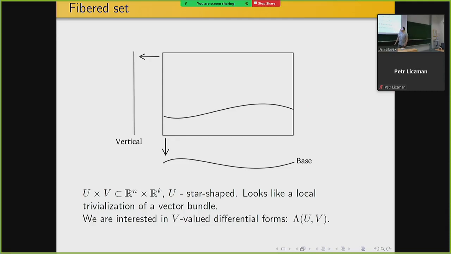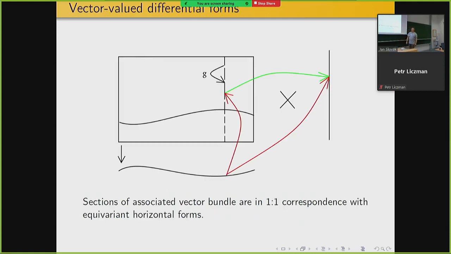And we are interested in the differential forms which are valued in this vertical part, or more generally, we can also consider something like the big space, the base space, and an additional vector space which serves as the space for the values of some forms. So the sections of this whole space, which are described by these red parts, can be described as equivariant basic forms, which are denoted by this green part. So this is a one-to-one correspondence. It was also mentioned many times here at this school.